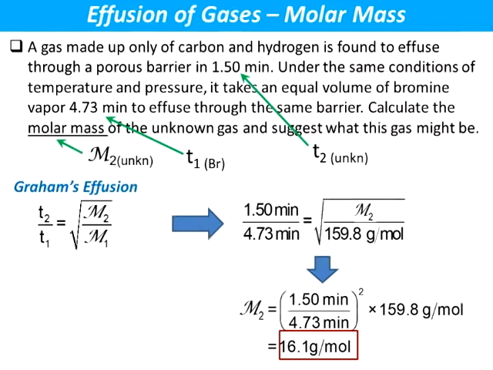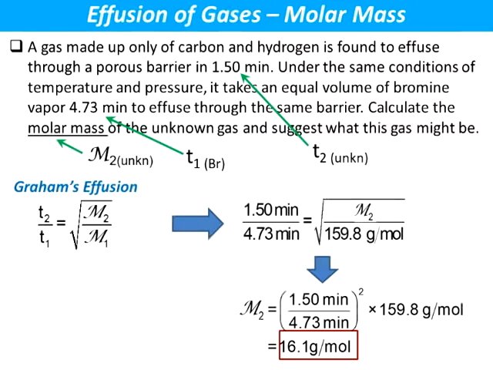So we have 1.50 minutes as T2 over the standard bromine 4.73 minutes, and this equals the square root of M2, which is the unknown, divided by the standard molar mass of bromine of 159.8 gram per mole. We rearrange the equation to solve for M2 using standard math principles, and we obtain 16.1 gram per mole. That is the molar mass of the unknown gas.